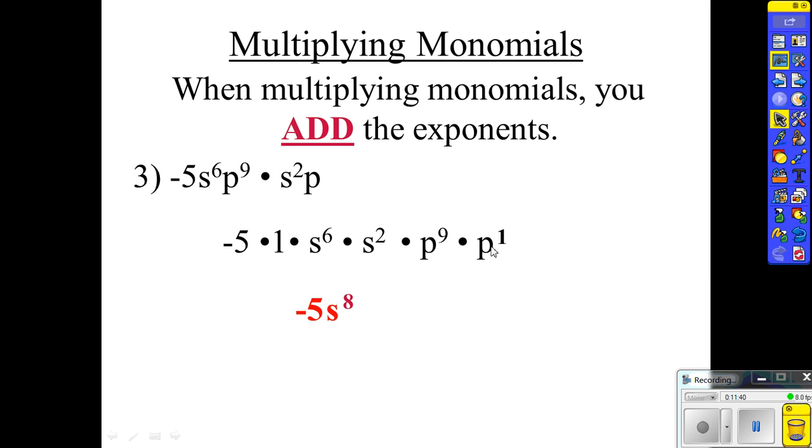Next, p to the power of 9 times p raised to 1. Copy the base, which is p, and then add the exponents 9 plus 1, which is equal to 10.